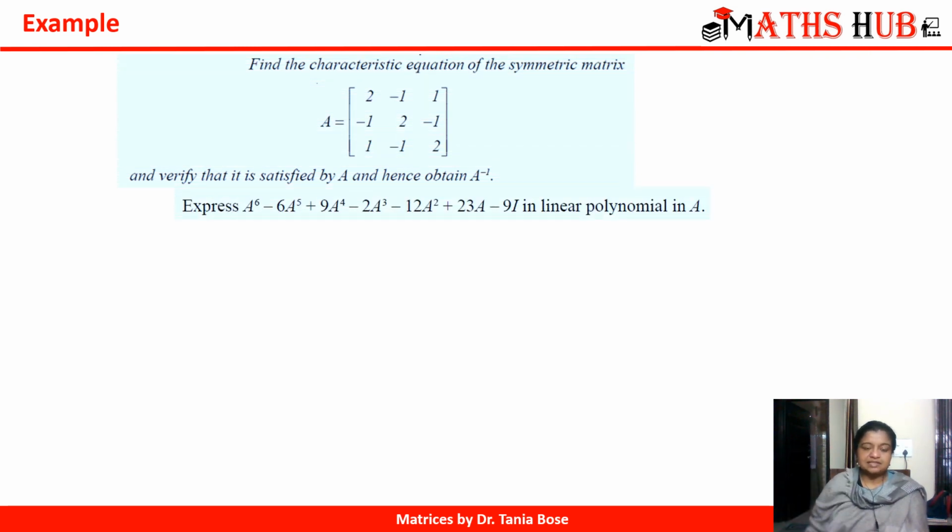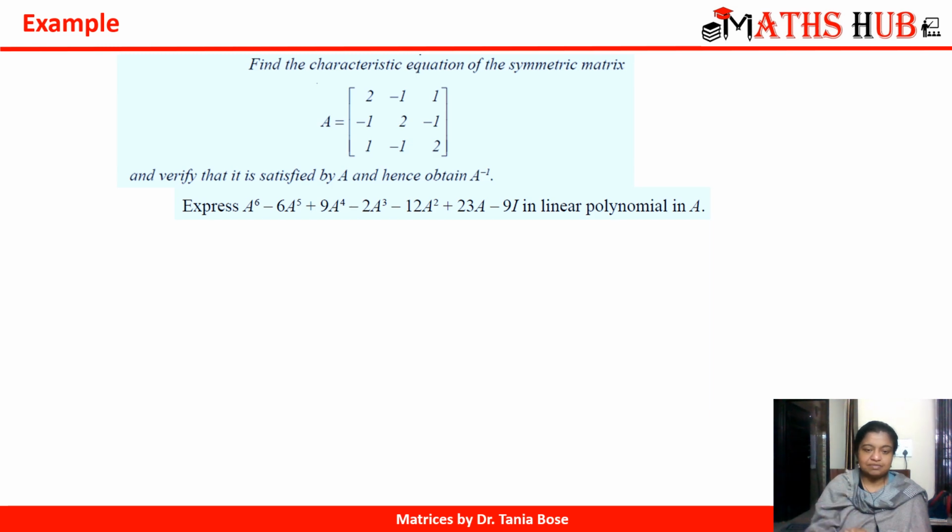The question says: find the characteristic equation of this matrix, verify that it is satisfied by A, obtain A inverse, and then express this polynomial as a linear polynomial in A, right? So we have to first find the characteristic equation. Then we have to verify whether the square matrix satisfies that equation. Then we have to find its inverse, and then reduce this polynomial into a linear polynomial, right? So let us do it step by step.